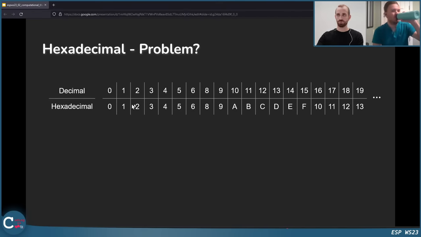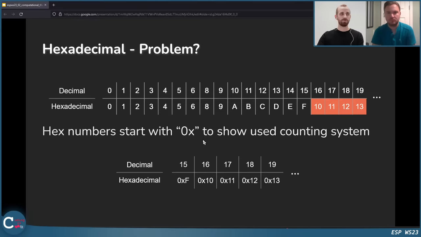So hexadecimal, short recap: the first 10 characters are the same, 0 until 9, and then for the number 10 we have an A, B, C, D, E, F. And for the number 16, again, we write 1 0. So we have one place more. But this looks completely the same as 10, 11, 12, and so on. So this is a problem. And the solution is that hex numbers by convention start with 0x to show that this is a hexadecimal counting system. So in general, you write for the number 15, 0xF, for the number 16, 0x10, and so on. So then you can differentiate the decimal system and the hexadecimal system.